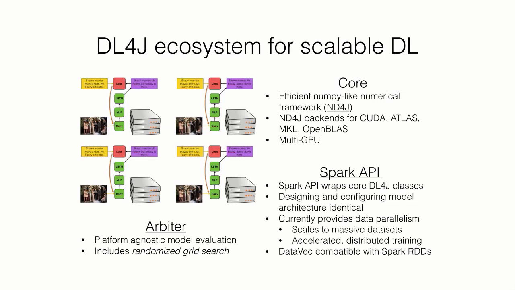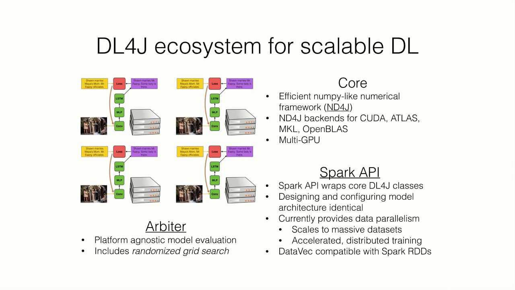Finally, I want to mention Arbiter. Arbiter is a platform-agnostic model evaluation framework. So I mentioned doing hyperparameter tuning is very, very important. You do not want to be manually sitting there trying one model at a time, watching its performance while you're there, and then tweaking the parameters a little bit, starting the next one. Trust me, having done this as a grad student, you don't want to waste your time doing that. You want to use some kind of systematized way to do this. The DL4J ecosystem has this as well.